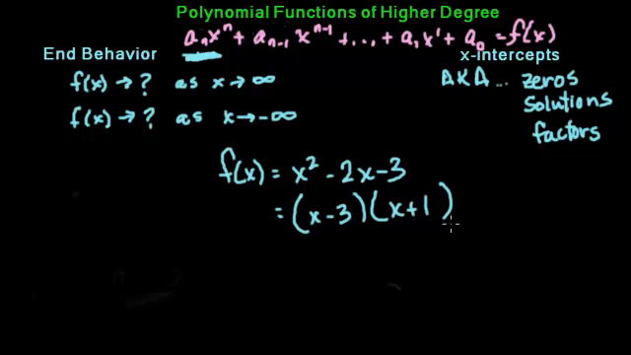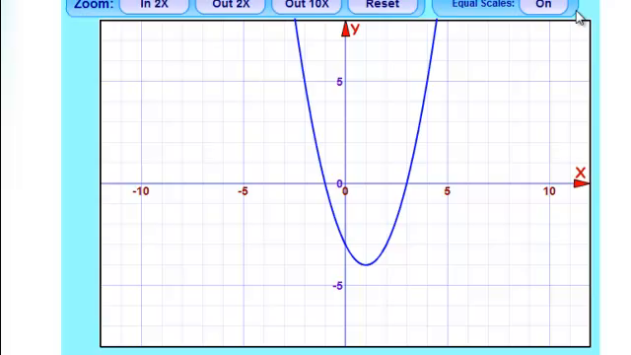The very first function we looked at, our even function, was x squared minus 2x minus 3. So I factored that for you. And we would see that its zeros or solutions, or these are called factors, would be at x equal 3 and negative 1. So let's look at the graph and see that that's where our x-intercepts are. Alright, I've graphed that function for you, and you can see that my x-intercepts are at 3 and negative 1.